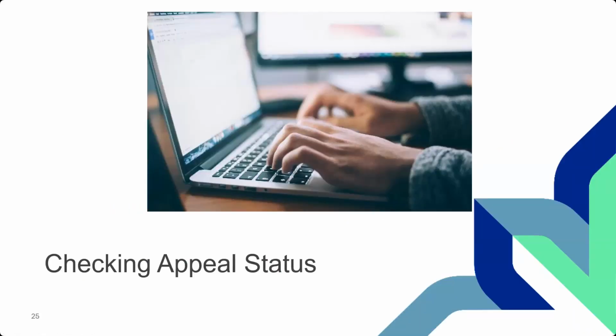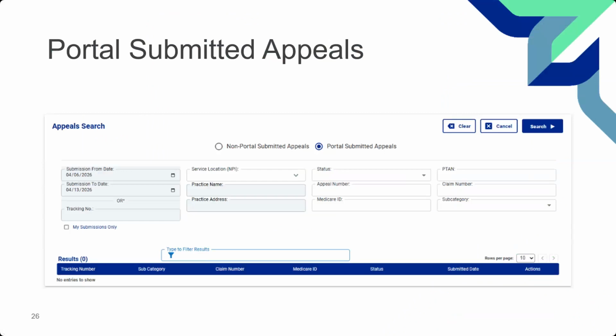And then again, you're going to get that confirmation of a successful submission along with a tracking number. So now that we've gotten all that done and you've got that tracking number and you know it's submitted, let's talk about checking appeal status. So from the home page, you're going to click on that large button that's labeled Appeals, and the Appeals search screen is going to open.